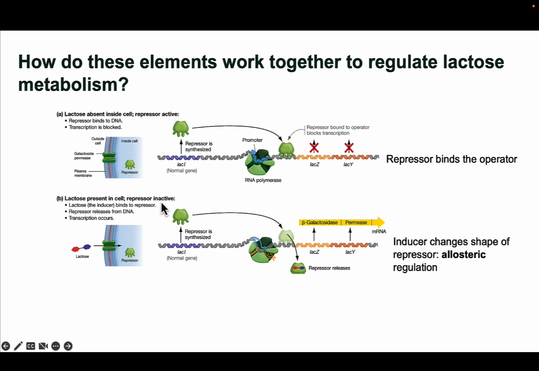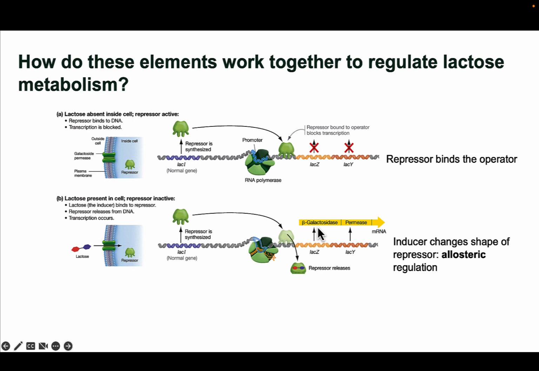When lactose is present in the cell, then the repressor turns off. So remember, lactose is our inducer. How does that happen? Our repressor is produced constitutively, and it binds to the operator. But lactose, it turns out, actually binds to the repressor. And when it binds, the repressor changes shape. This is called allosteric regulation. And when it changes shape, it loses affinity for the operator and it comes off, which allows the RNA polymerase holoenzyme to initiate and elongate the mRNA until it terminates.